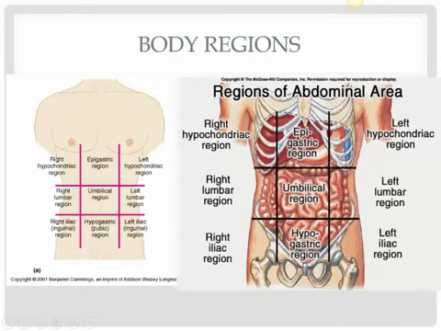The central area is called the umbilical region, obviously, because the umbilicus is present there. The portion above is called epigastric, because a large part of this region is lying above the stomach. This part is called hypogastric because it's below the stomach. Gastric has to do with stomach, hypo means below, epi means above.